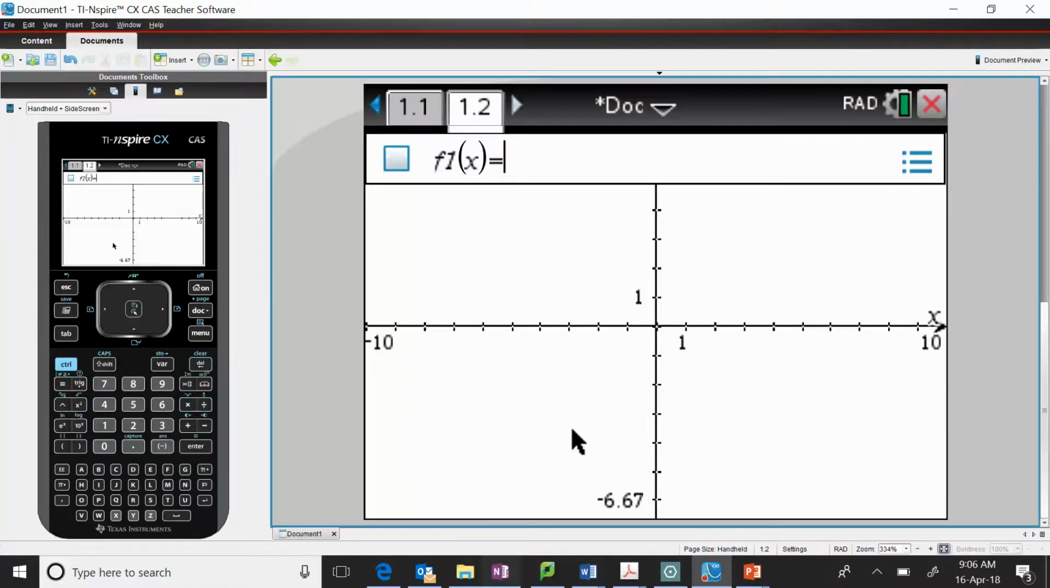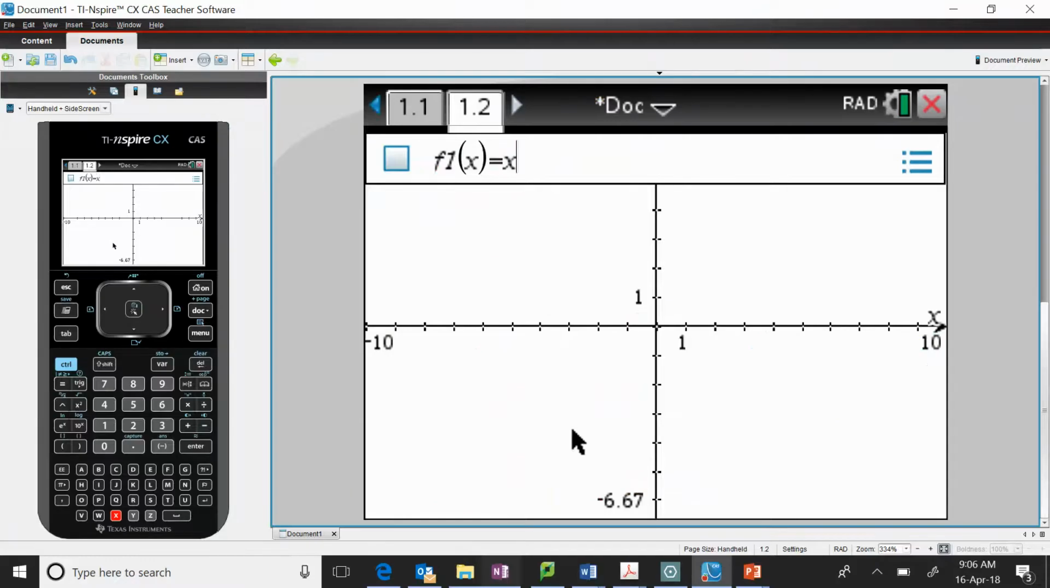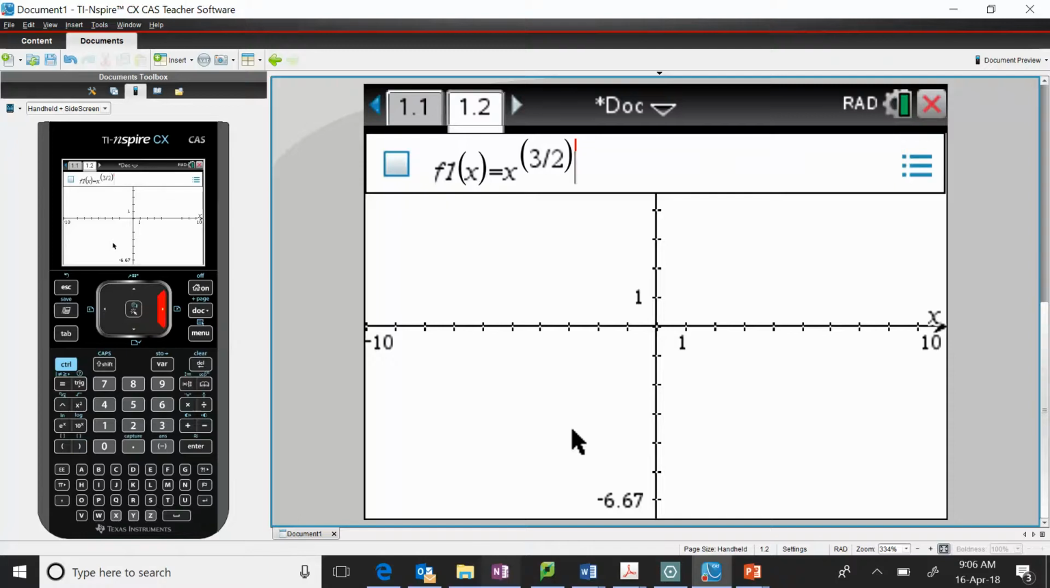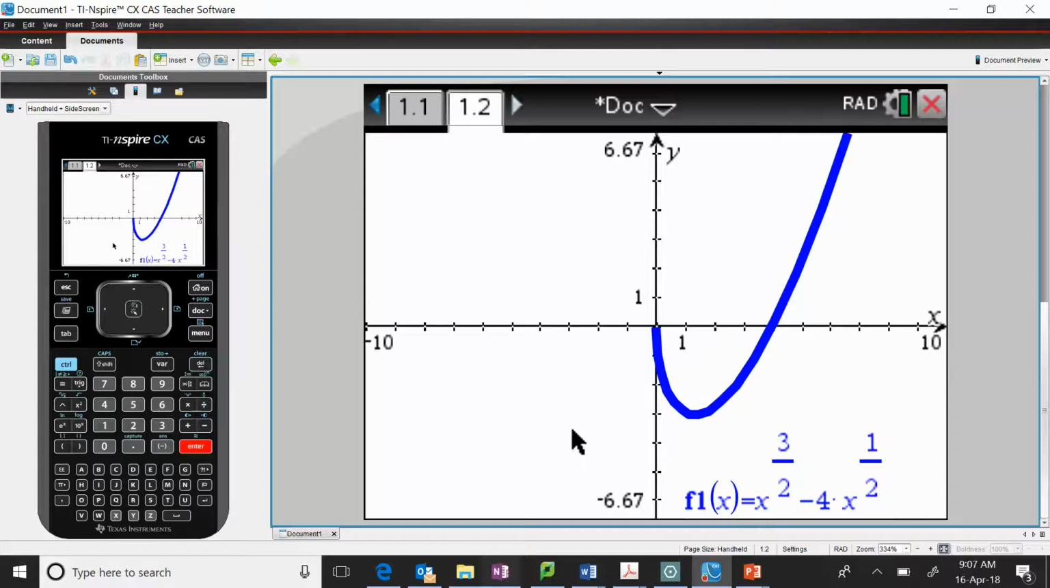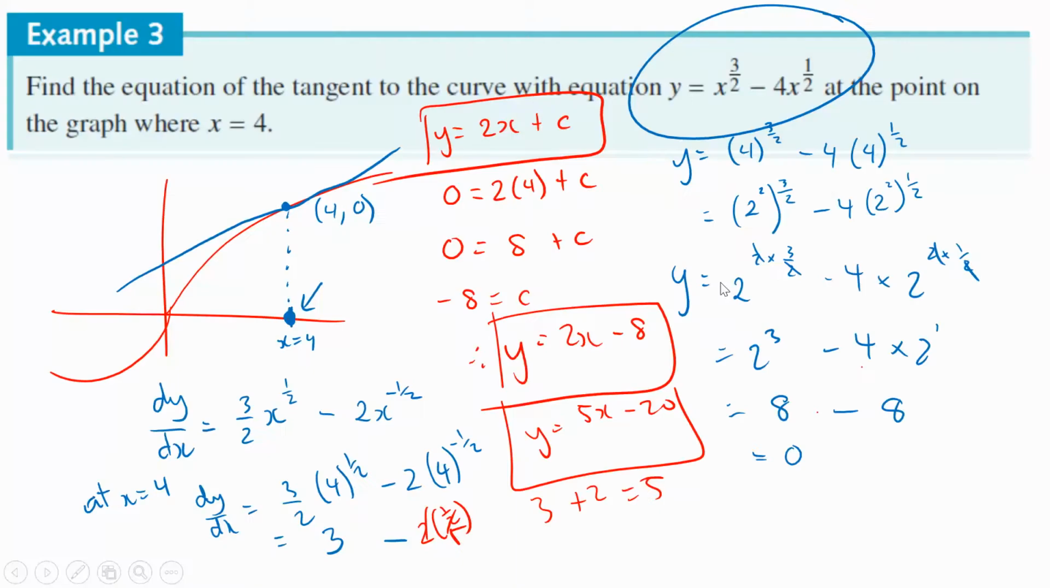But just in case I'm teaching you wrong, I'm going to do x to the power of 3 over 2, minus 4 times x to the power of 1 over 2. Yeah, what? No, that doesn't make sense. x equals 4. No, it looks like there's only 1, so I don't know why there should be 2.